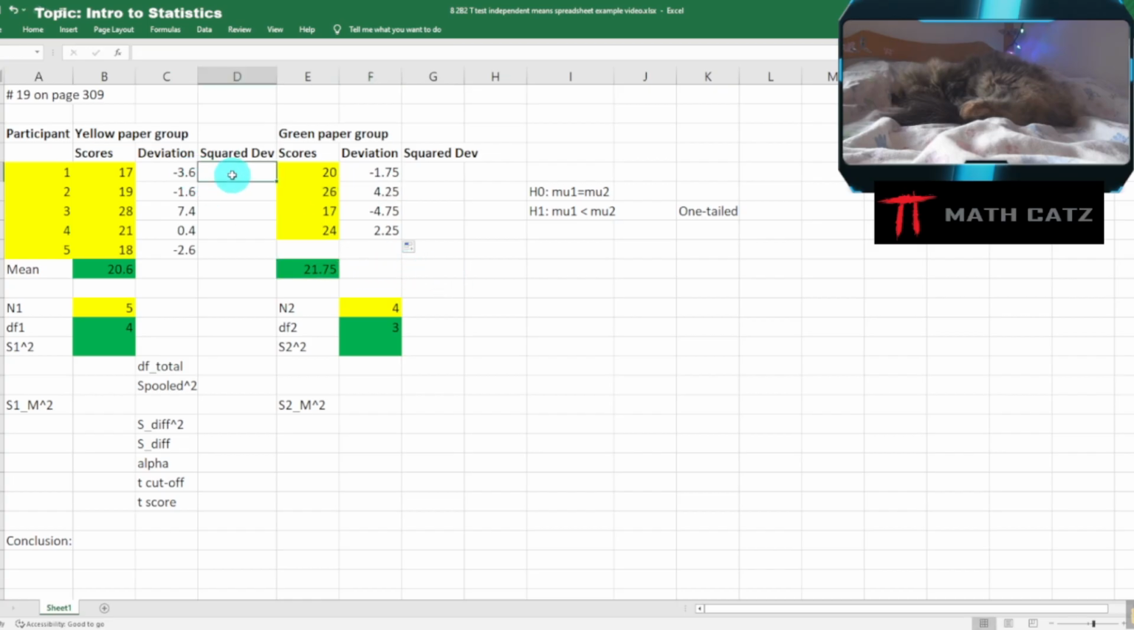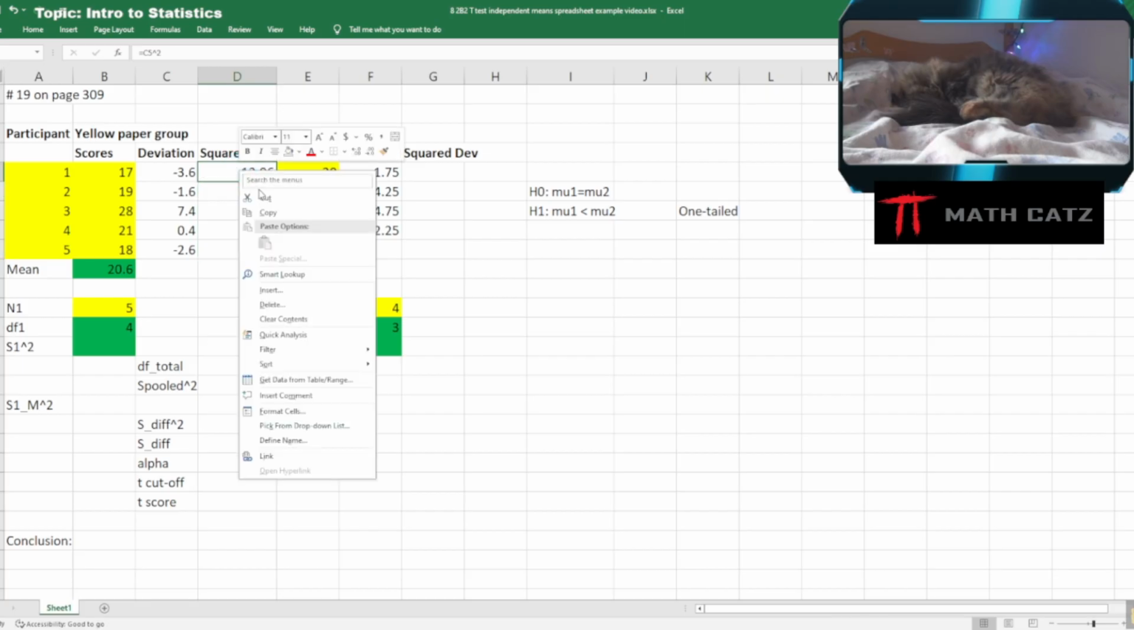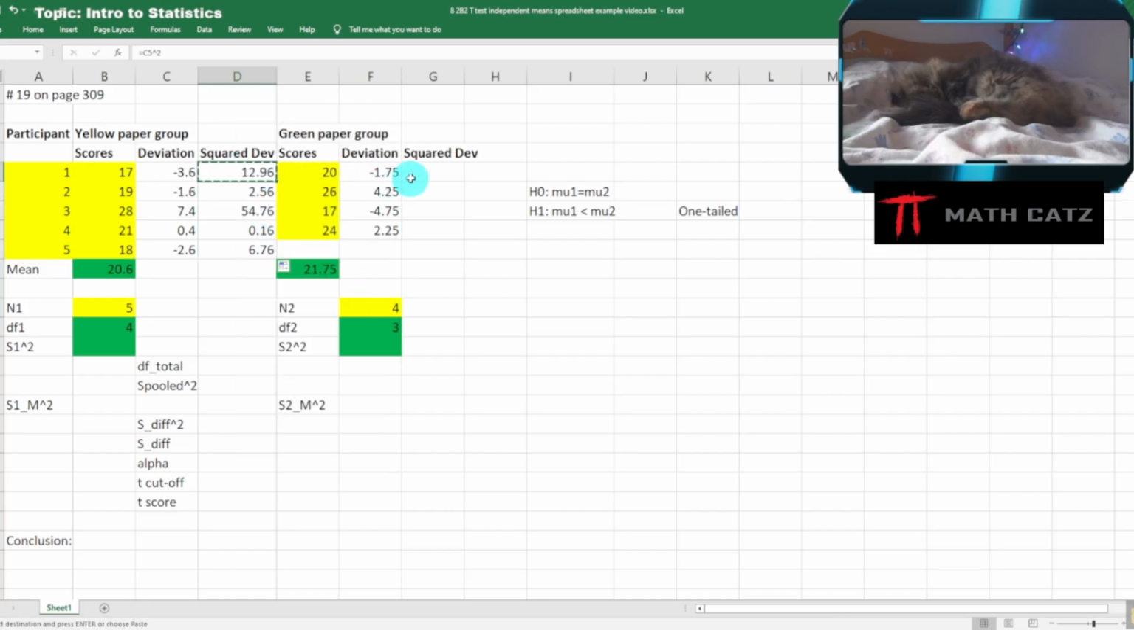Now I also wanted the square deviations, so I'm going to take that deviation score, Shift 6, and square it. That's to the power of 2. Copy that formula down, and I get my square deviations. I can copy this because I've done the work. I put in the formula. I want more square deviations over here. Let's double check it. Yes, it takes the cell left of it and squares that, which is perfectly good.